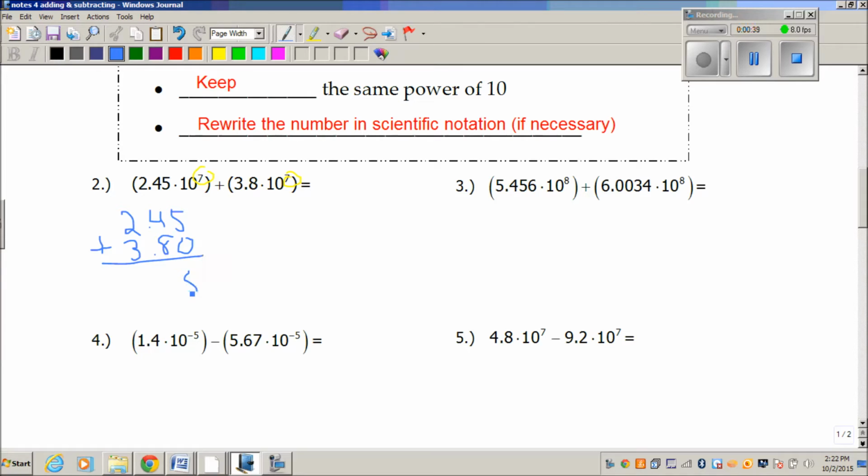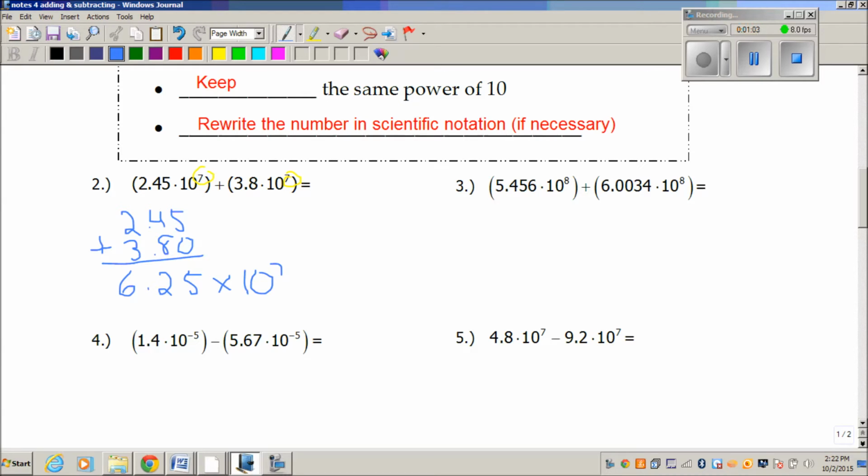So I add these together. 4 plus 8 is 12, and I'm going to get 6.25, and then I keep the same power of 10, nothing changes, times 10 to the 7th. And that's going to be my answer. So I don't have to put it back into standard form. I can just leave the answer just like that.